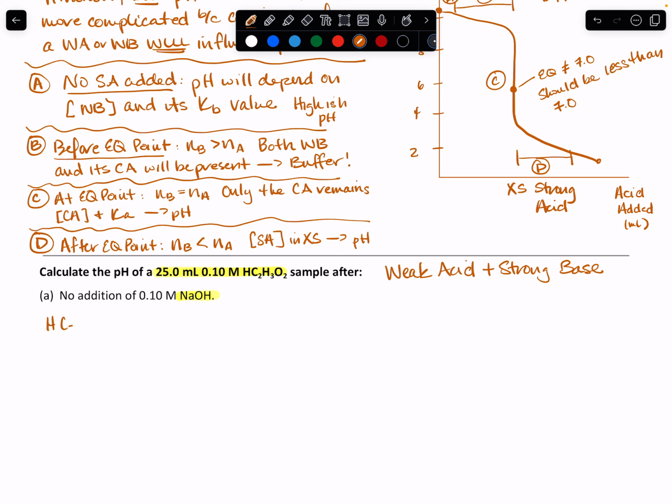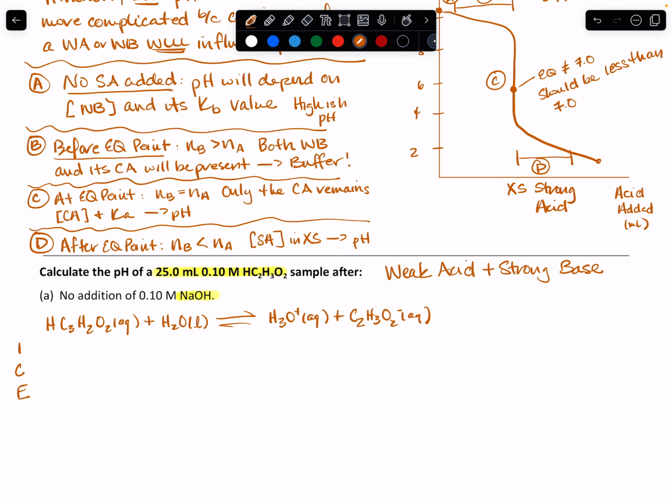All right, so I'm going to show the ionization of acetic acid. Put that in the presence of water. Double-headed arrow because it's an equilibrium. And we're going to form hydronium and the conjugate base, acetate, C2H3O2 minus.